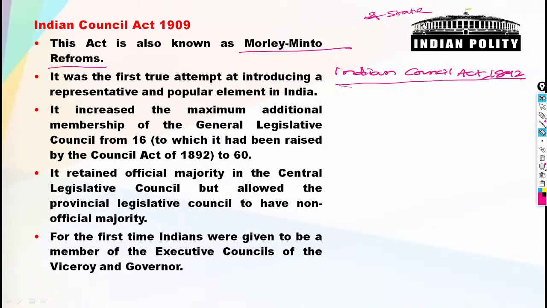Okay, so it is the second Council Act in the Indian constitutional system. It increased the non-official members in the central legislative council from 10 to 16, and in other provincial councils, like Bombay, Madras to 20, Bengal 20, and Oudh to 20. So the provincial councils' strength was also increased under this act.